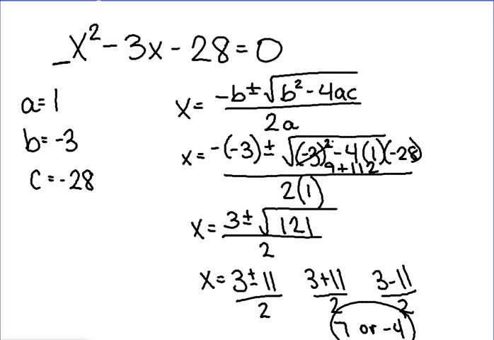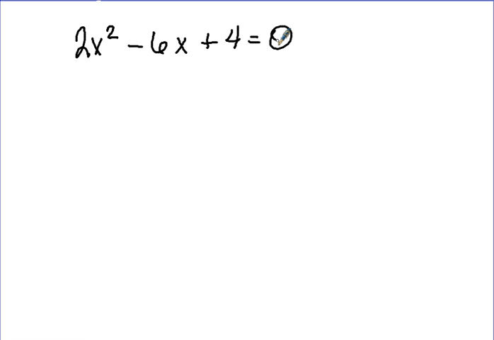This next one I want you to go ahead and try on your own using your quadratic formula. We have 2x squared minus 6x plus 4 equals 0. So go ahead and try this using the quadratic formula. Solve it all the way through, and we will check it in class.